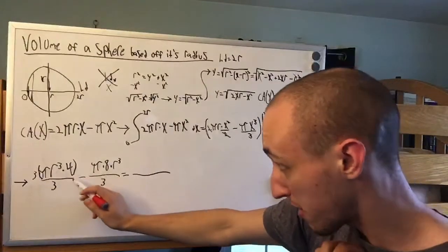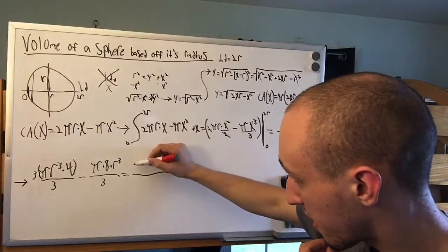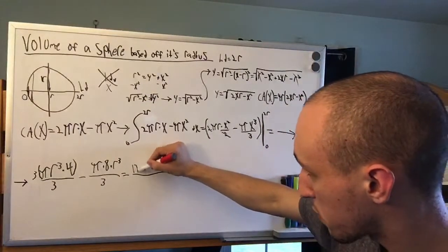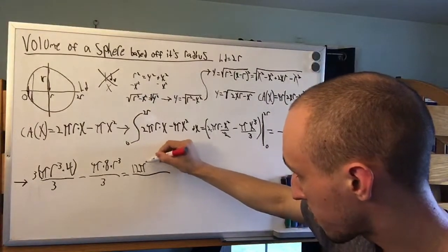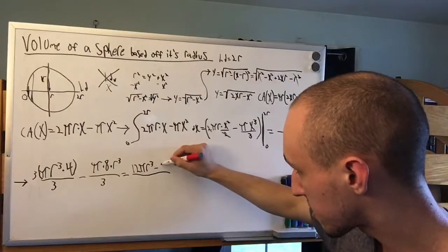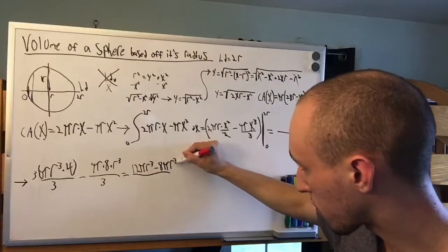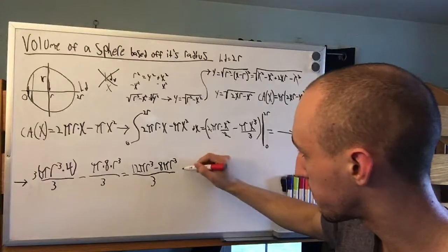We have 3 times 4. That's going to equal 12. So right now we'll write it out here. We'll have 12 pi r cubed minus 8 pi r cubed all over 3.